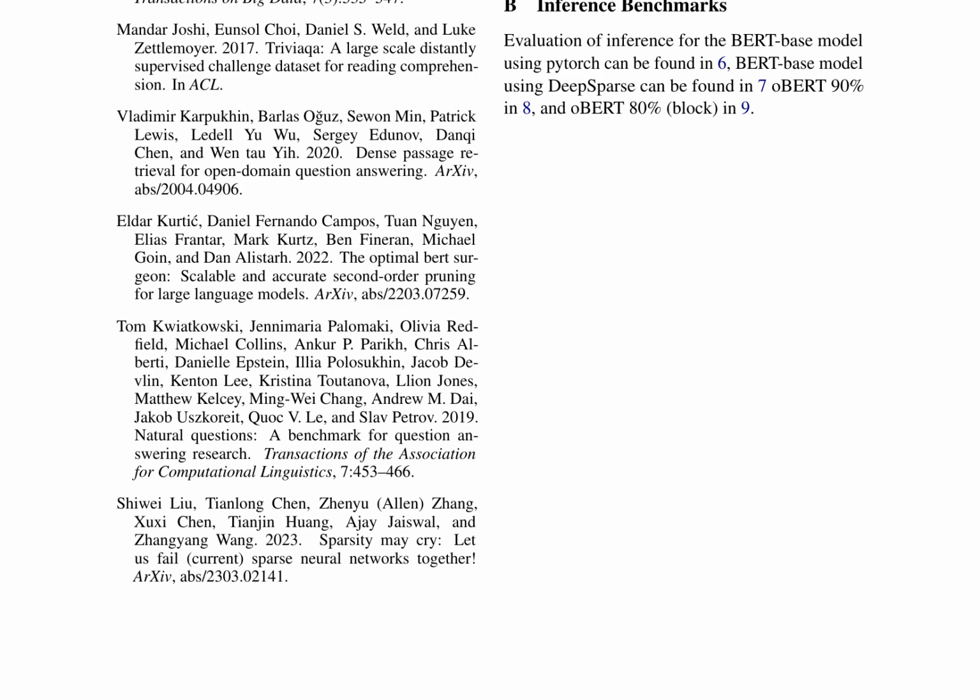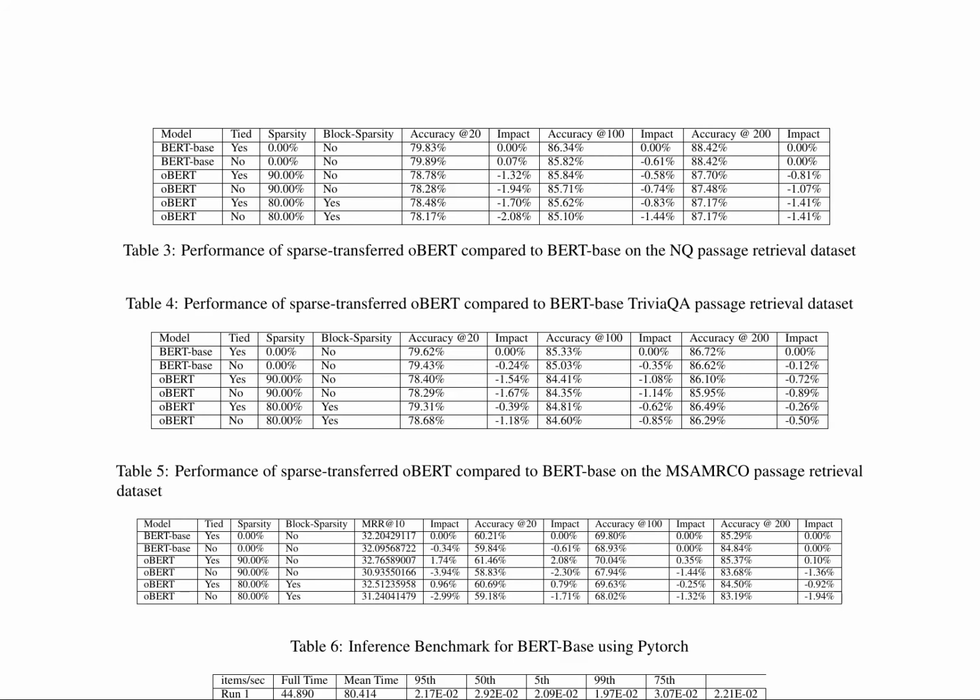researchers in the field. The performance of sparse transferred ABERT models is evaluated on 3 passage retrieval datasets: NQ, TriviaQA, and MSMARCO. These models exhibit varying levels of tied sparsity and block sparsity, with results presented in tables 3 to 5. On the NQ dataset, ABERT models with 90% tied sparsity and no block sparsity achieve accuracy rates of 78.78% at 20, 85.84% at 100, and 87.70% at 200.